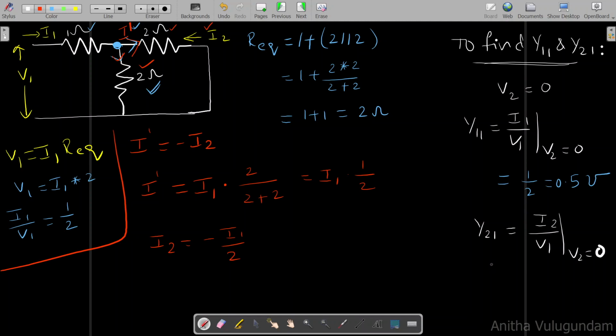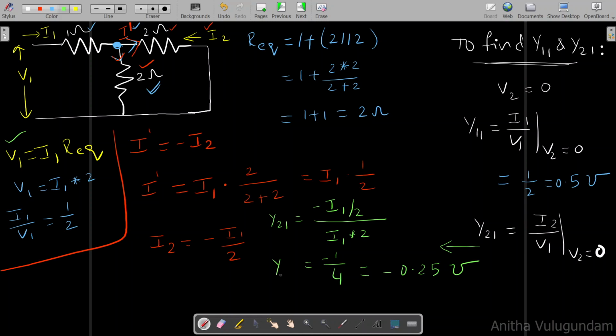By substituting that value here, we can write Y21 equal to, in place of I2 I can substitute minus I1 by 2, and in place of V1 I can substitute I1 into 2. So this is minus 1 by 4, which is equal to minus 0.25 mho. Y21 value is minus 0.25 mho. So we are done with calculating Y11 and Y21. Let us look at finding the other two values.